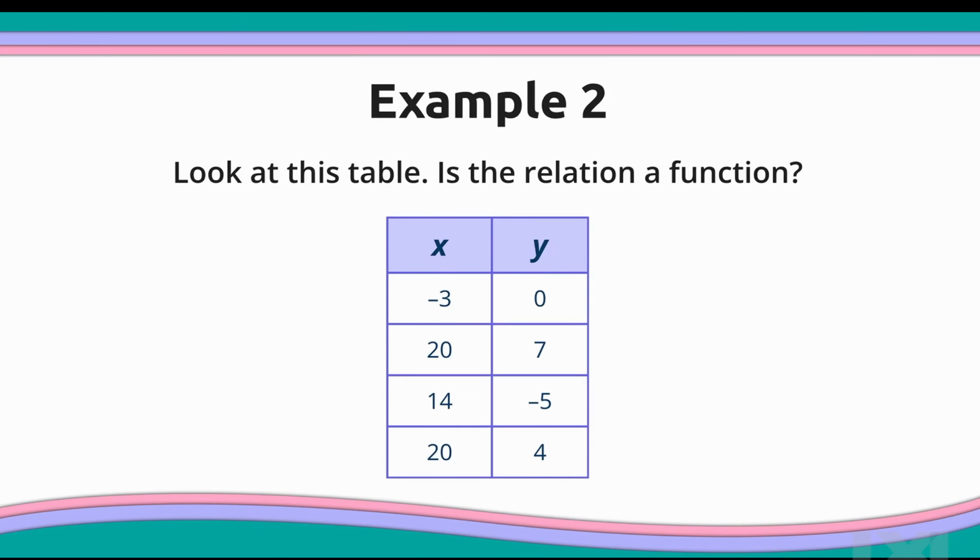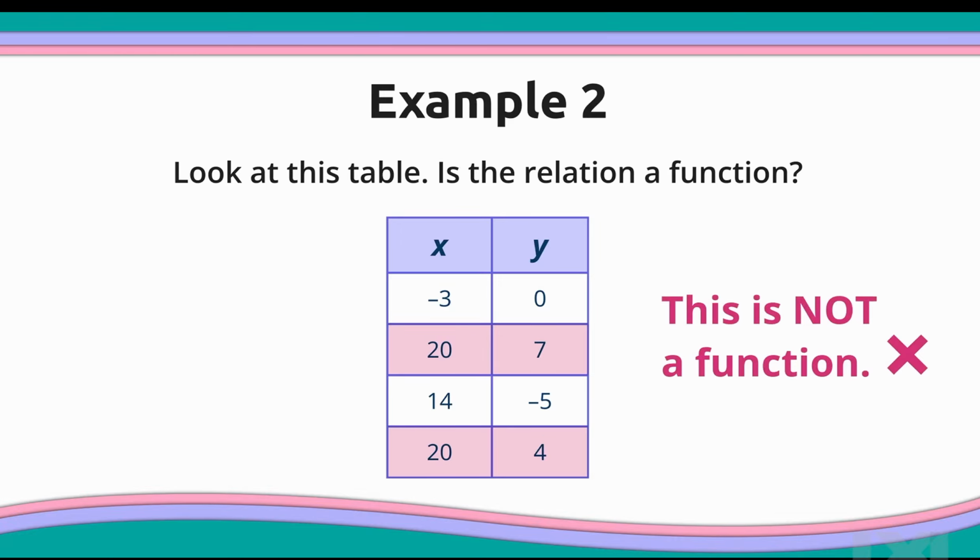Let's try another. Look at this table. Is the relation a function? Once again, we need to check if any x values are paired with more than one y value. Well, it looks like there are two rows in the table where x equals 20. As you can see, the x value of 20 is paired with two different y values, 7 and 4. So is this relation a function? No, since 20 is paired with more than one y value, it is not a function.